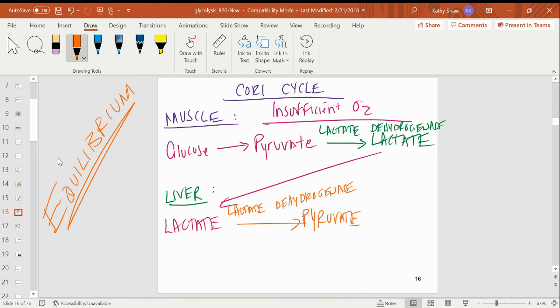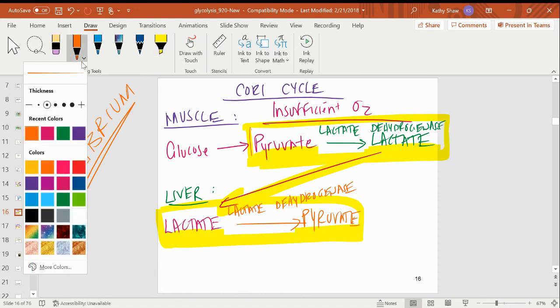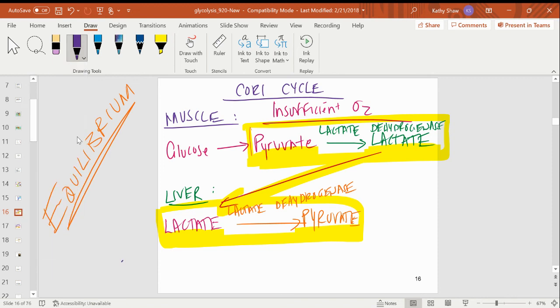I reestablish equilibrium. So I was sitting here in equilibrium, and all of a sudden I made a bunch of pyruvate. That's going to make me make a bunch of lactate, send me in that direction. Or I'm sitting here in equilibrium, all of a sudden I dump a bunch of lactate in, makes me make lactate. That's going to make me make more pyruvate. So add or take away, product or reactant, I'm going to end up with more or less, whichever it is, of both.